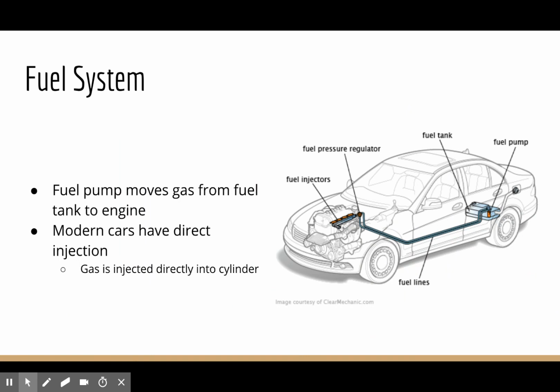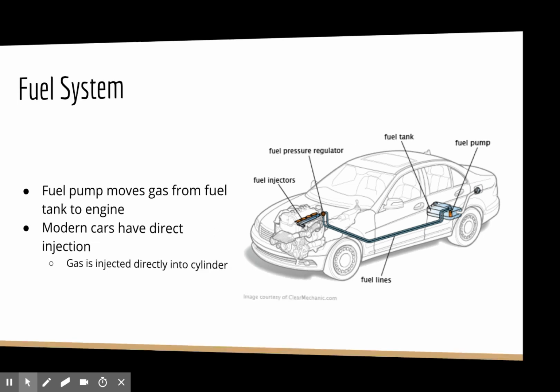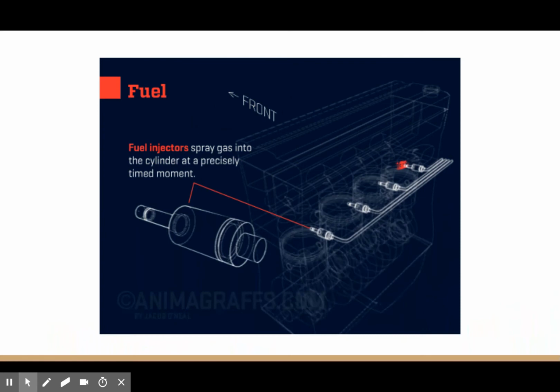We start at the fuel pump, where you put the gas in through your car into the fuel tank. It runs through the fuel lines, through the fuel pressure regulator and the fuel injectors that inject that gas directly into your engine. And then the fuel injectors, you can see this is kind of a close-up animated graphic of that image. They'll spray gas directly into the cylinder at the precisely timed moment.